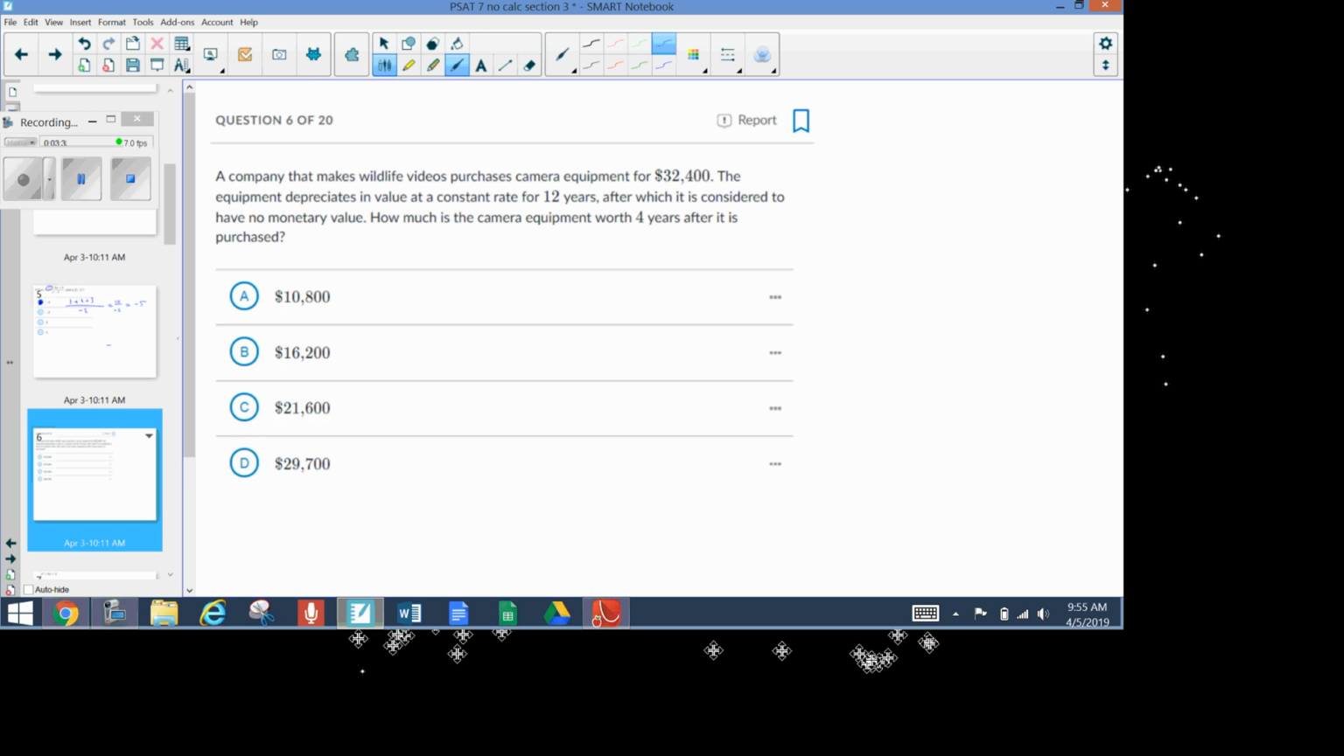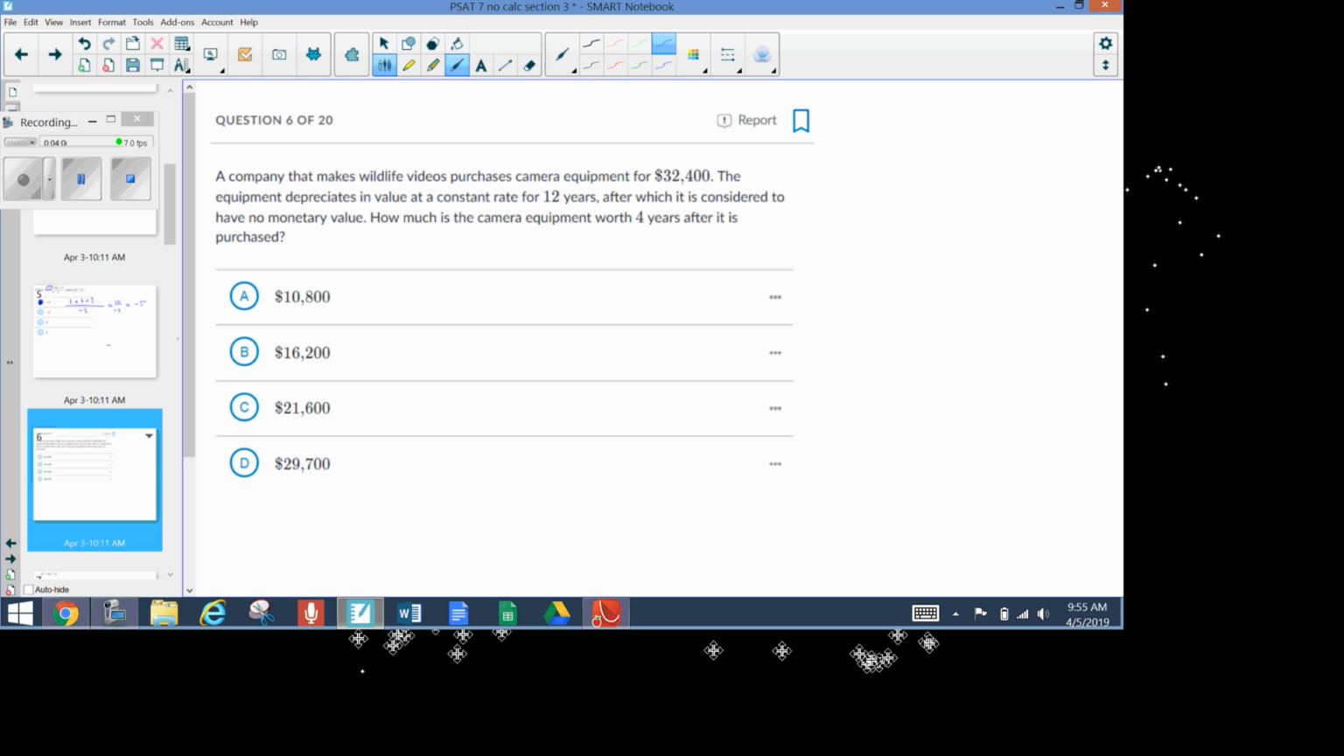So once we look at that, it's the camera. The company purchasing a camera costs $32,400. It's pretty expensive. The equipment depreciates in value at a constant rate over 12 years, after which it is considered to have no monetary value. That means after 12 years, it's kind of like nothing. You either use it or put it in the trash. You cannot sell it again because it's going to be $0.